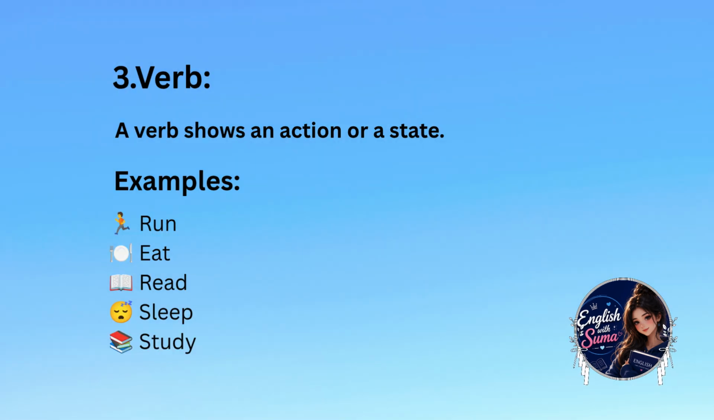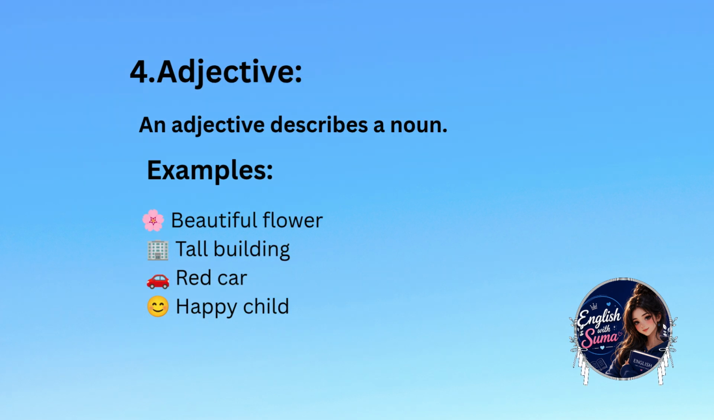A verb tells us what someone does or what happens. Words like run, eat, read, and sleep are verbs. An adjective describes a noun. It tells us more about a person, place, or thing. For example, in "beautiful flower," the word beautiful describes the flower.